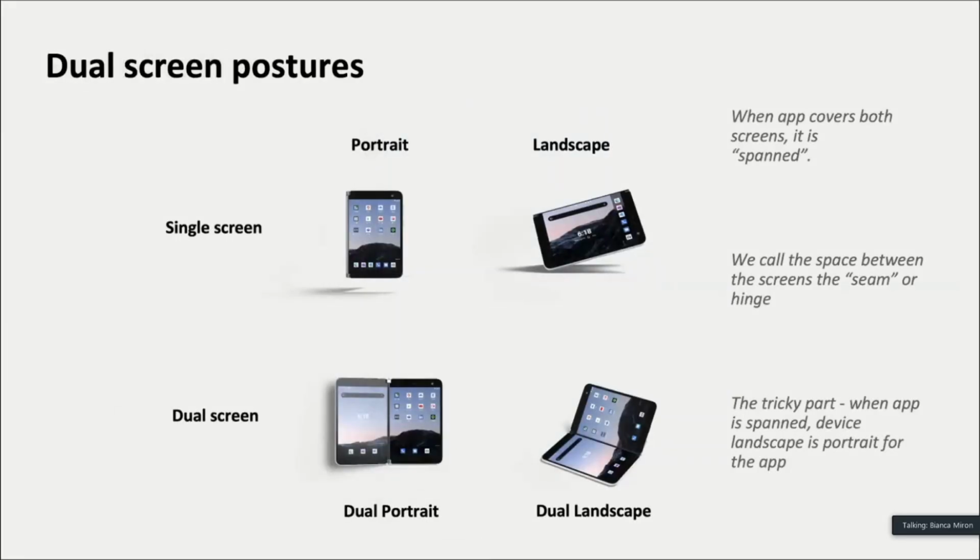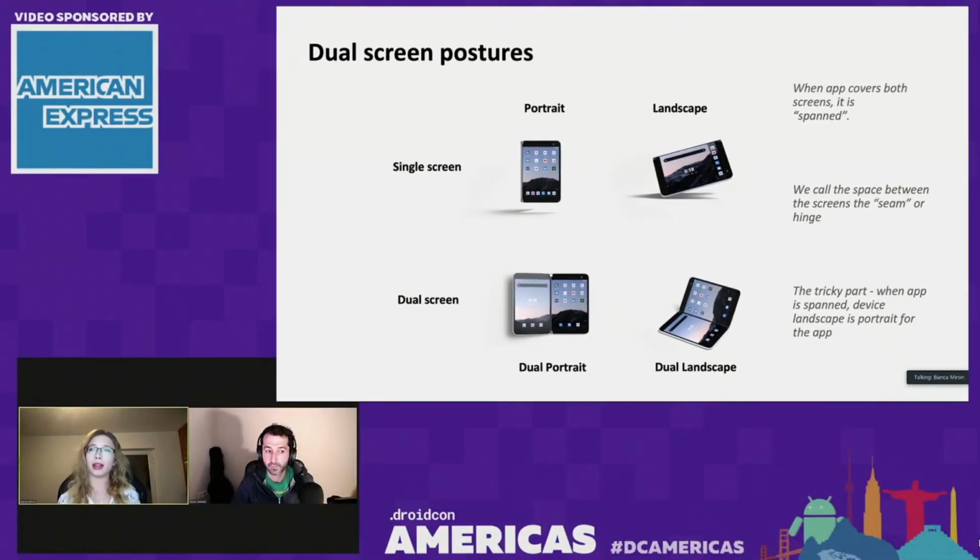So thanks to this flexibility, we have more postures. So besides the classical portrait and landscape mode, we also have dual portrait and dual landscape. Let's now talk about some terminology in order for us to speak the same language. So we call the application spanned when it covers both screens, as opposed to being maximized on a foldable device.